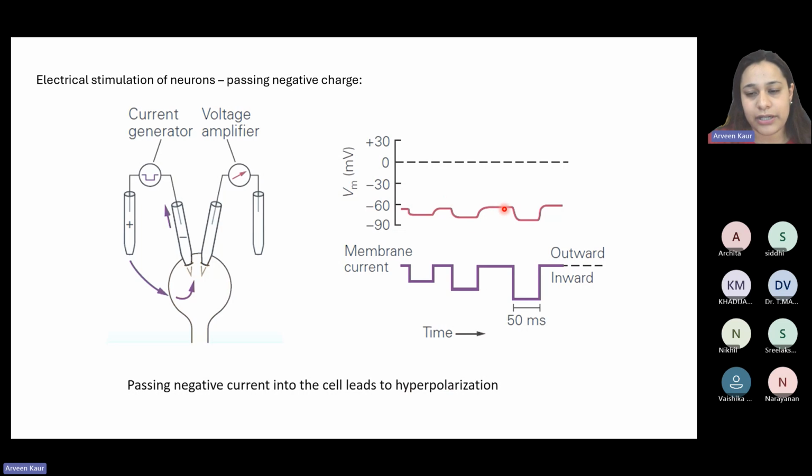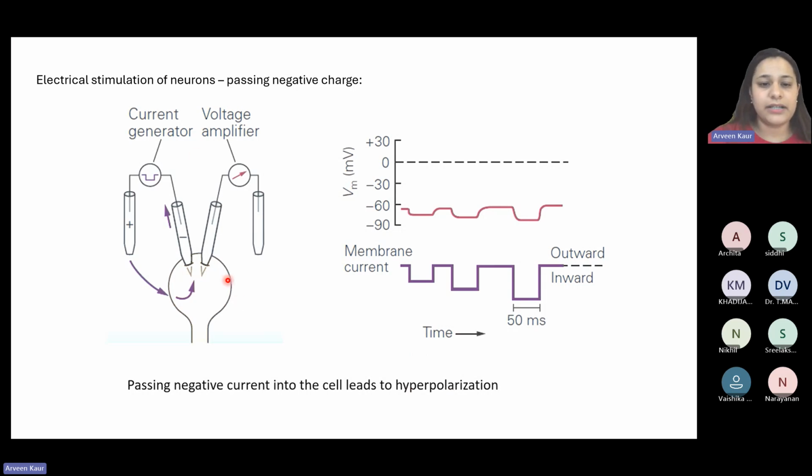And this further more negative value will be known as hyperpolarization, because it is at a negative value, so it is polarized. If it is going towards a positive value, like we will see in the next slide, it will be called depolarization, because it is going reverse of what was actually there. If it is going at a more negative value, it is going to be hyperpolarization, more polarization, right?